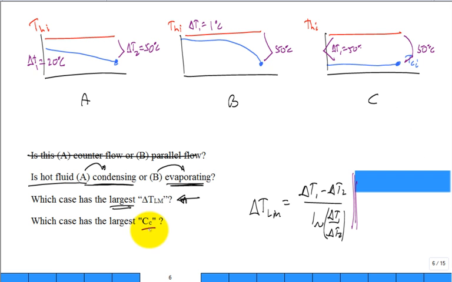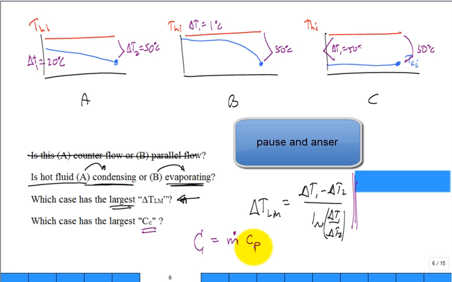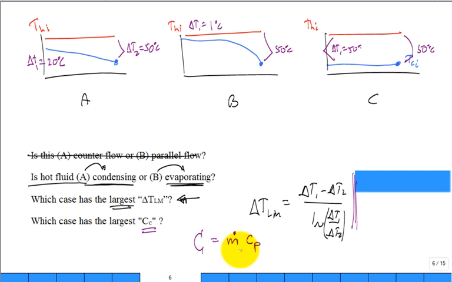Which case has the largest cap C of the cold fluid? Cap C of the cold fluid. I forgot, what is the name of cap C for the cold fluid? Heat capacity rate for the... I forgot, what is the definition of the heat capacity rate? Product of mass flow rate, specific heat, constant pressure. Well, we're done. Now, let's go back to the hot fluid.